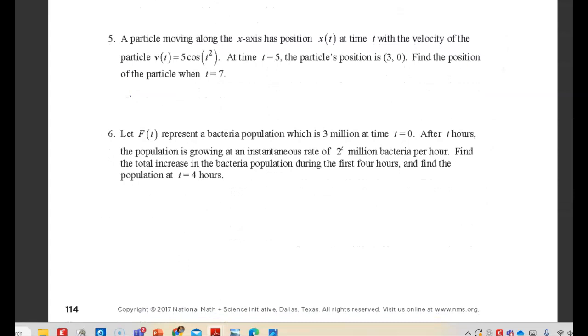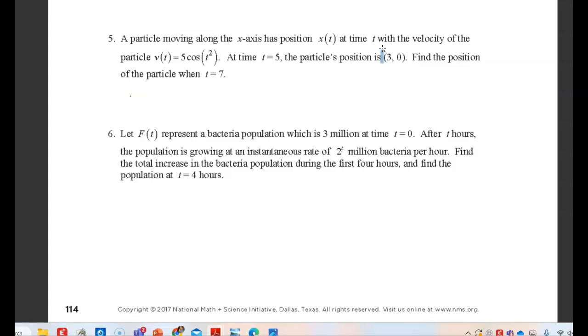It says a particle moving along the x-axis has position and velocity at time t equals 5. The particle's position is, so that is almost like an initial condition for you. So at time t equals 5, the particle is at 3, 0. What that is saying is that x of 5 is equal to blank. Find the position of the particle when t equals 7.